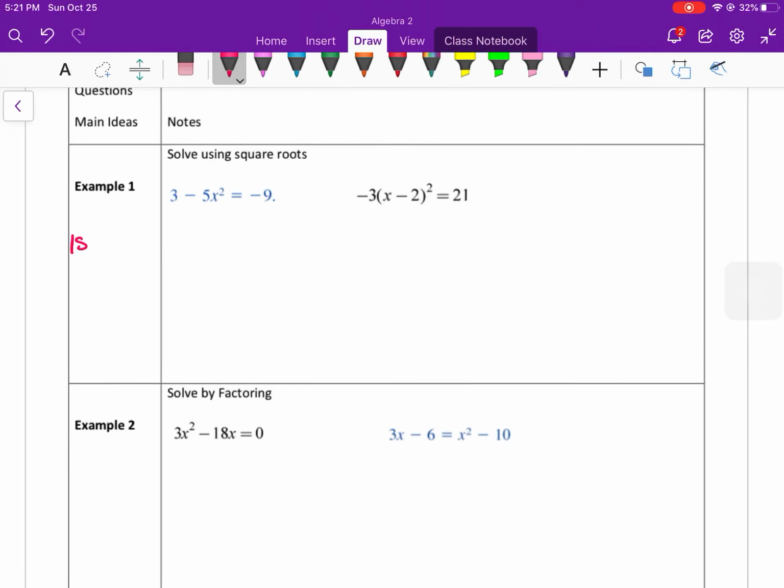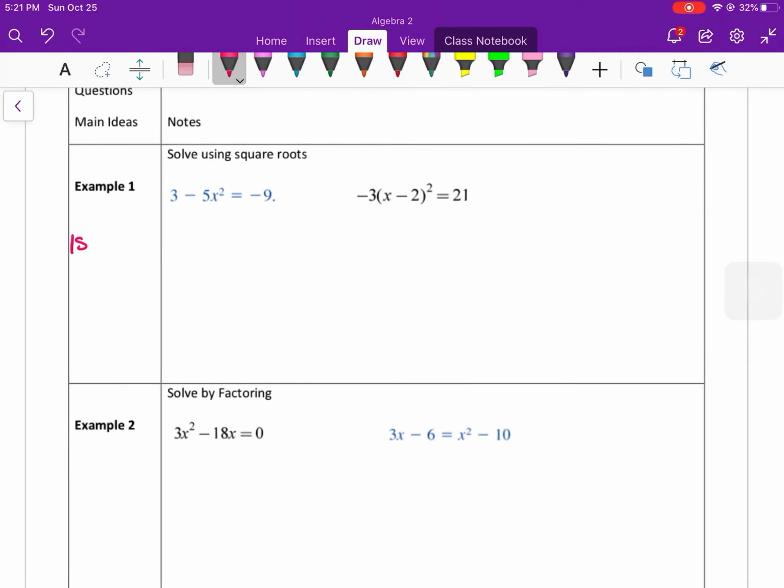Okay, for this one, you want to leave the parentheses. Don't multiply it out. You can't distribute into it because it's being squared. So just get it by itself. You've got to get rid of this negative 3, so you're going to divide both sides by negative 3. You're going to get x minus 2 squared equals negative 7. Then square root both sides.